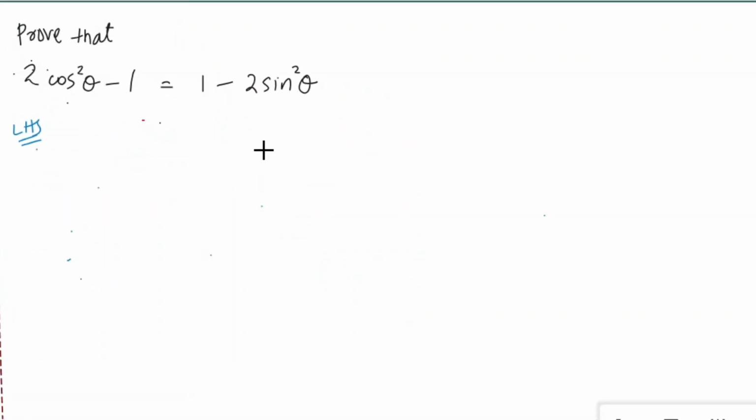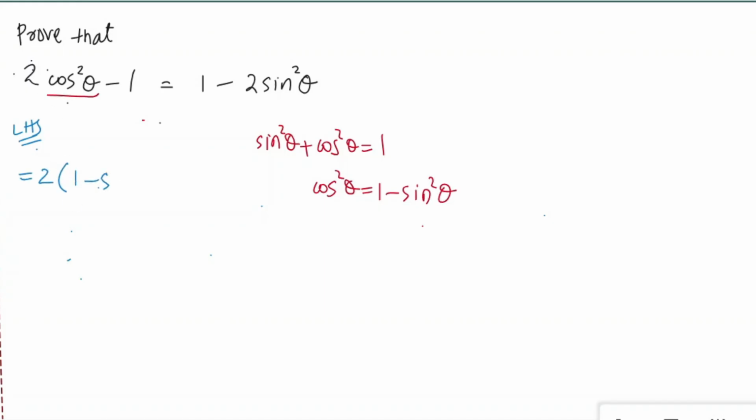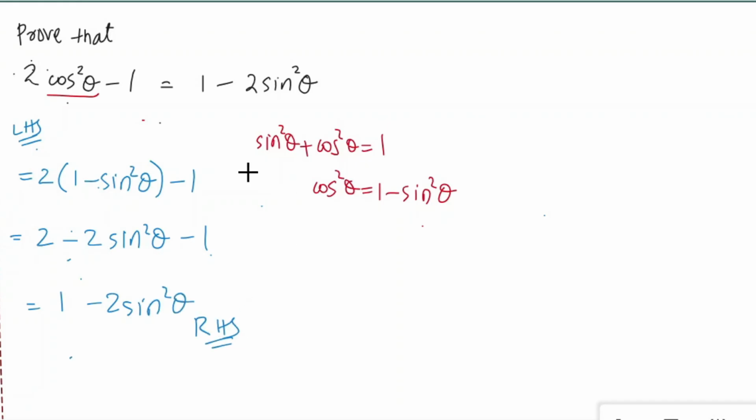Here you can see that the left hand side has cos square, but the right hand side has the sine. We can remove the cos and convert into sine by using the trigonometric identity sin square plus cos square is equal to 1, so cos square theta is equal to 1 minus sin square theta. So write 1 minus sin square theta in the place of cos square theta, and by simplification you have 2 minus 2 sin square theta minus 1, which equals 1 minus 2 sin square theta.